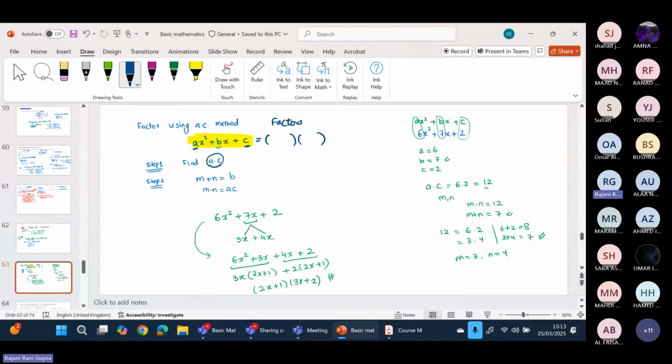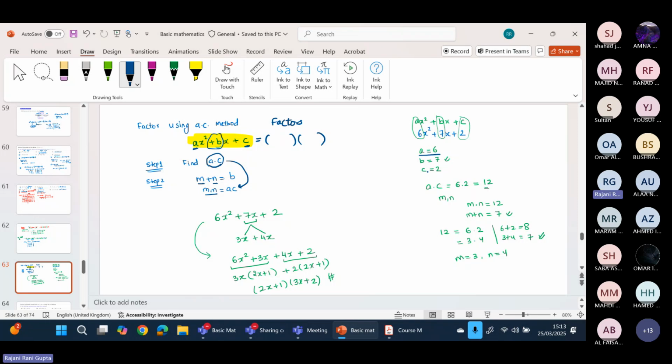Okay. On multiplication, what number you are getting? So you have to choose two numbers M and N such that when you multiply them, you get the same product as A multiply C. And when you add them, you will get B, which is the coefficient of X. Okay, so we did this example.